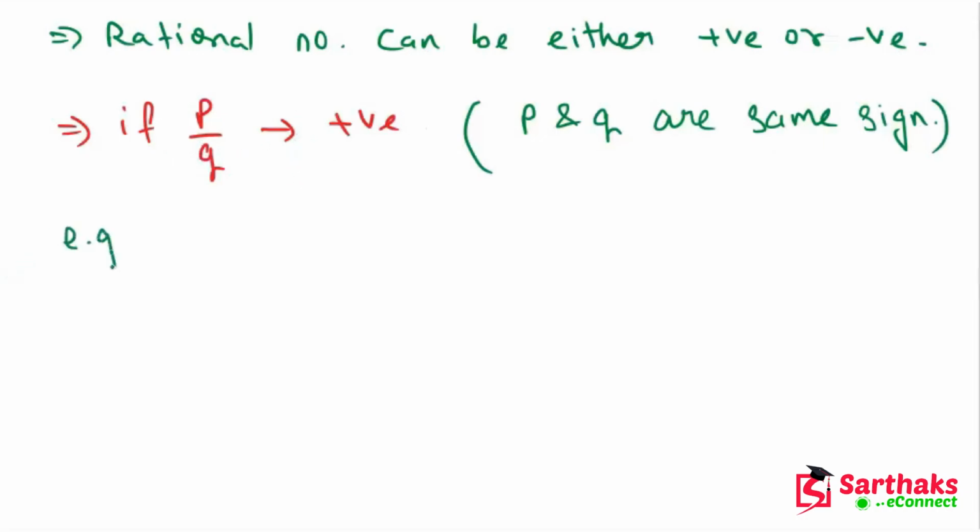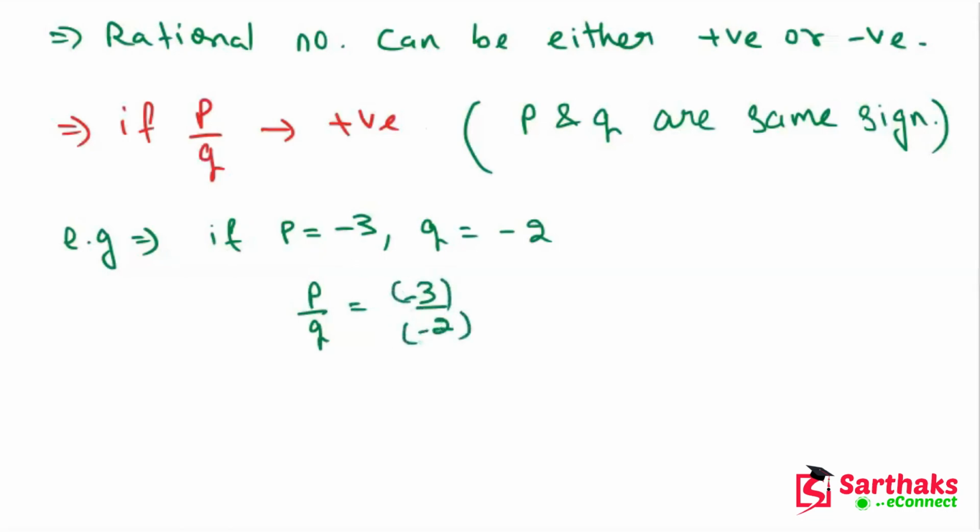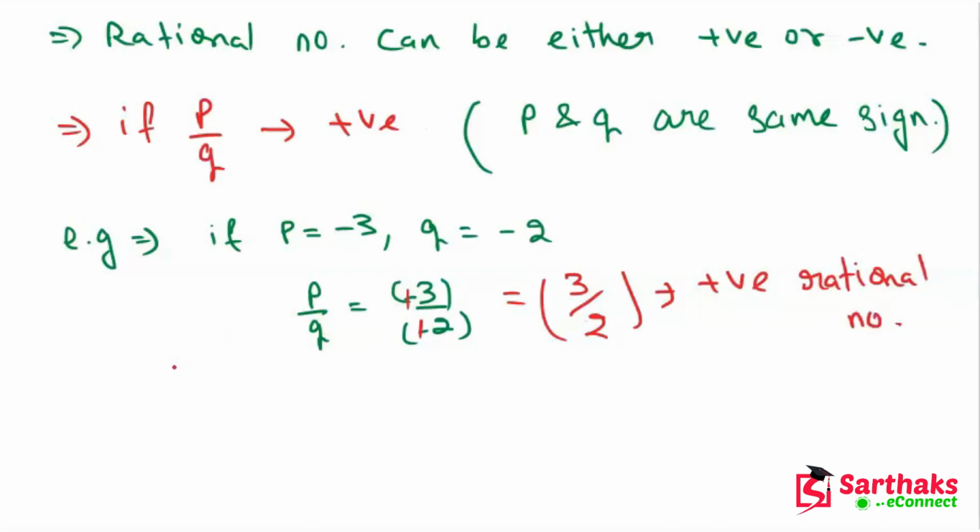Let's suppose, for example, P is equal to -3 and Q is equal to -2. In this case, if we do P upon Q, we get -3 upon -2, and this minus will be cancelled. We get 3 upon 2. So this is a positive rational number. I hope, my dear friends, you get this point.